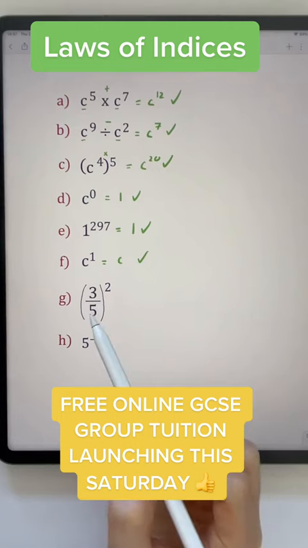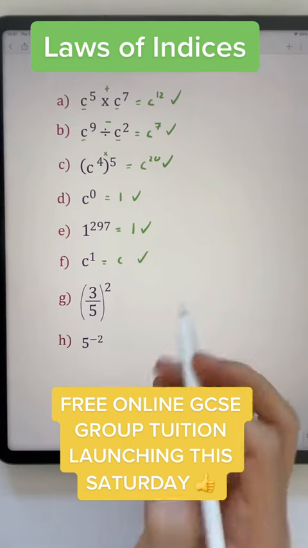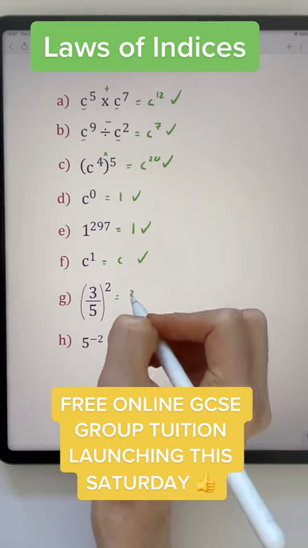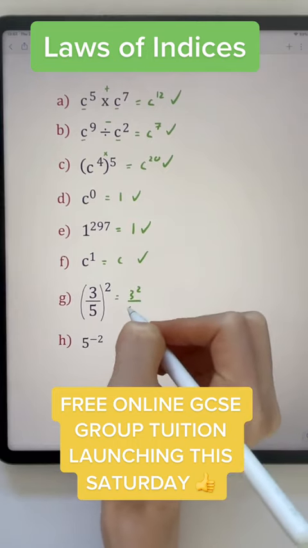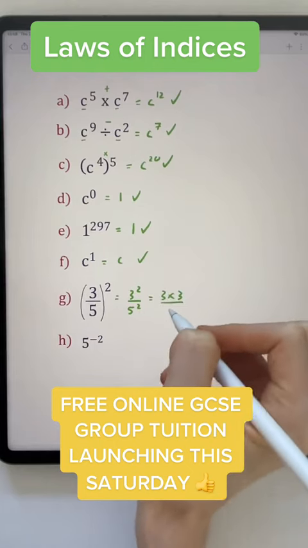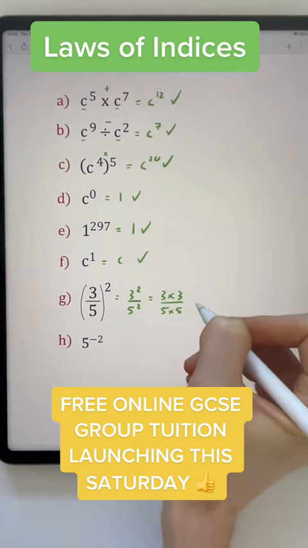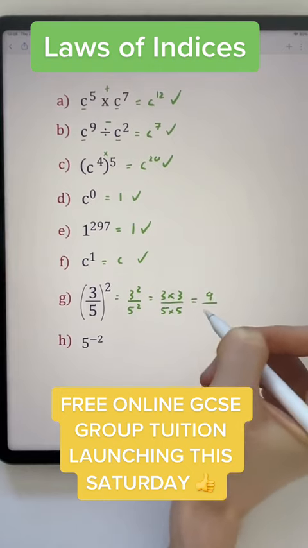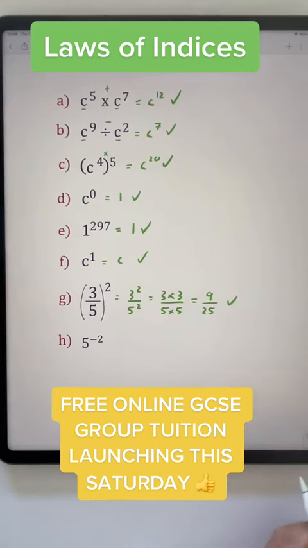When we've got a fraction, we apply the power to both the top and the bottom separately. Here we're going to have 3 squared on the top and 5 squared on the bottom. 3 squared is 3 multiplied by itself, and 5 squared is 5 multiplied by itself. 3 times 3 is 9, and 5 times 5 is 25.